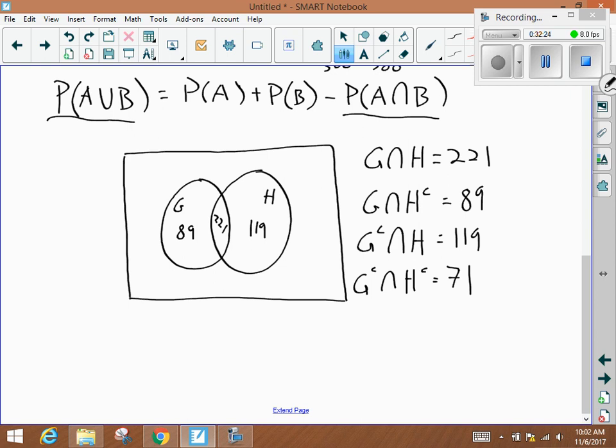When you add 71 to 89 and 119, it's what, like 16, or... Not a graduate and doesn't own a home, it's just the 71. If you have "or", it's going to be different.